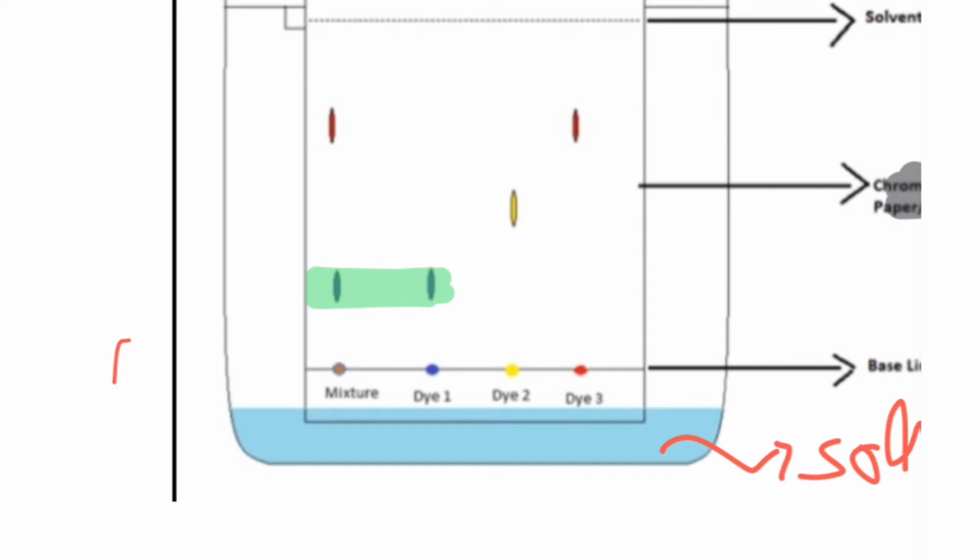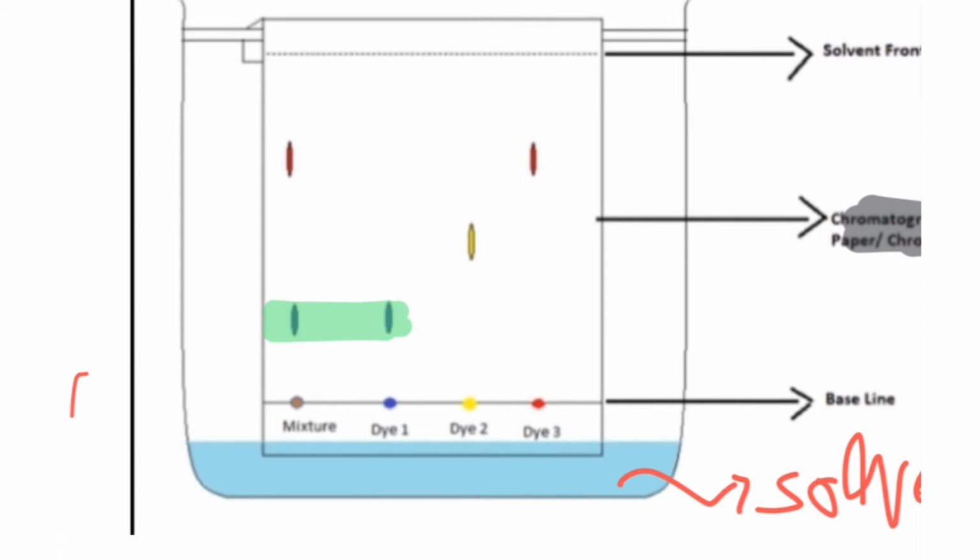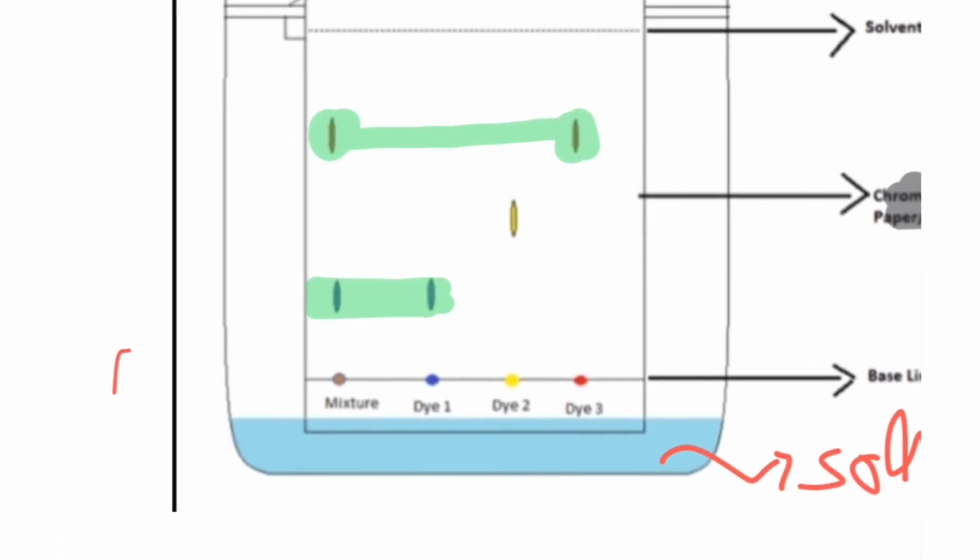So we can say that dye 1 is present in the mixture, and one component of the mixture has moved the same distance as that of dye 3, so we say that dye 3 is also present in the mixture. So we can say that this mixture is made up of dye 3 and dye 1. Dye 2 is not present in the mixture.